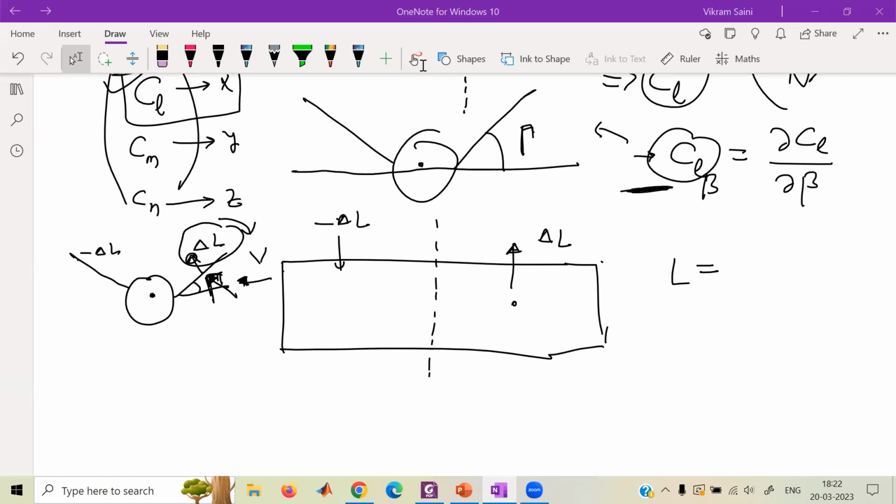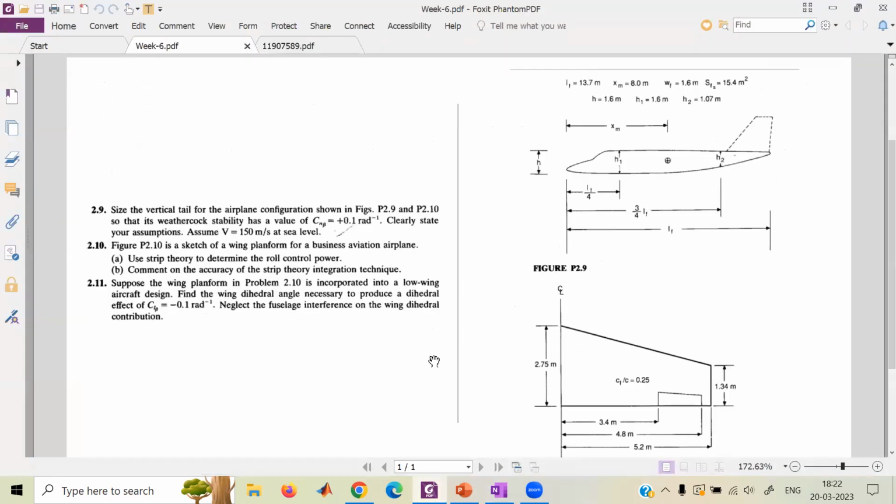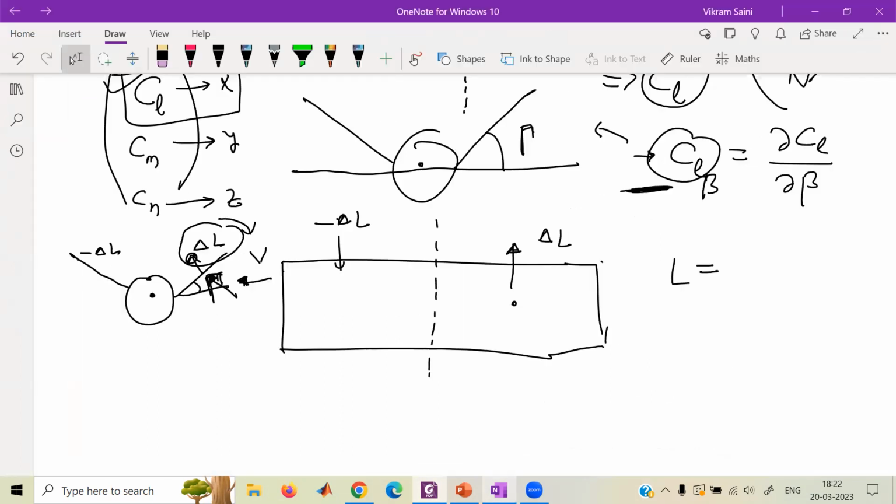So now we continue. Sir, can you show the question again? Yeah, I'll show the question again. You take a screenshot of this question so you can look at it. Okay, sir. Got it. All right.